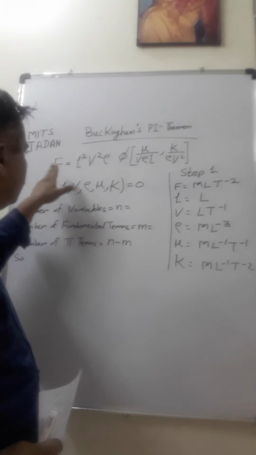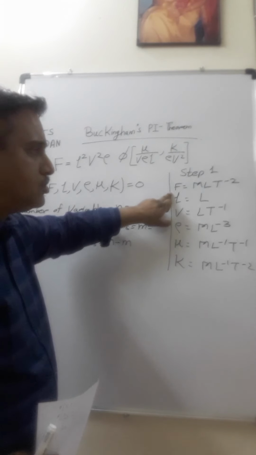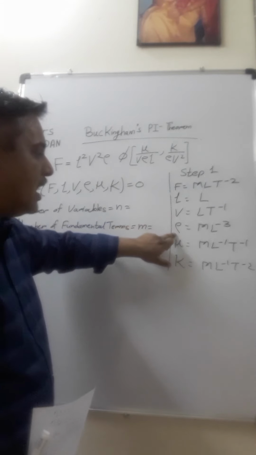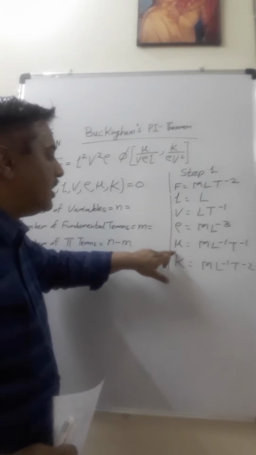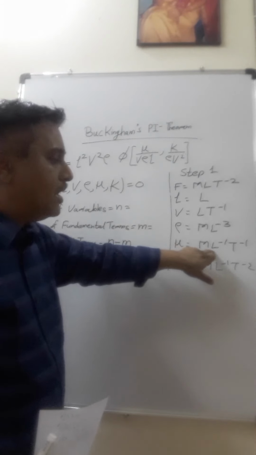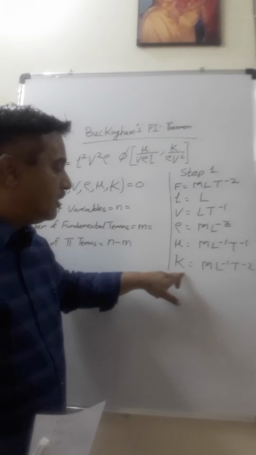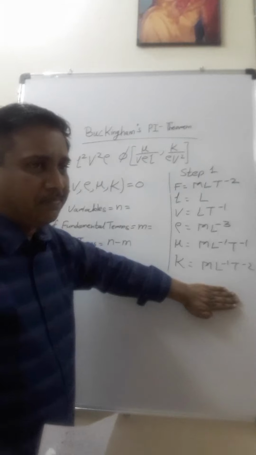all the terms. You know the resistance force has dimension F equals MLT^-2, length L, velocity LT^-1, density ML^-3, mass upon volume. Then dynamic viscosity ML^-1T^-1, and then bulk modulus equals ML^-1T^-2. Now this is the first step.